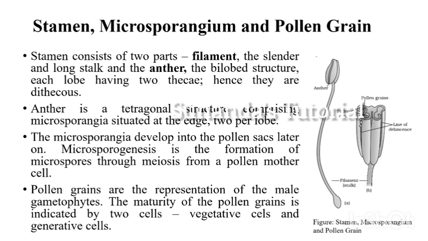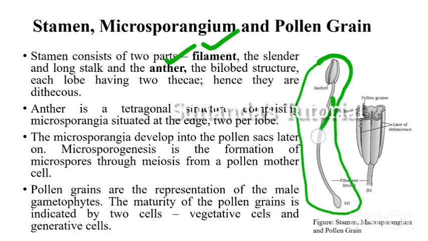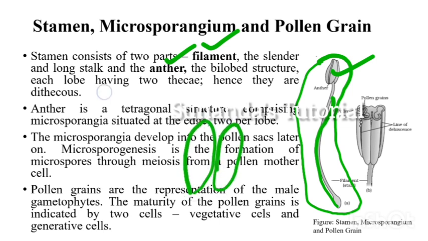Next, male reproductive organ. The individual unit of the male reproductive part is called stamen, together called androecium, but the individual unit is called stamen. Stamen consists of filament and anther. This is the structure of stamen. It consists of a long filament and anther. The anther is a bilobed structure. Each lobe has two theca, or spore sacs. Hence, they are called dithecous.